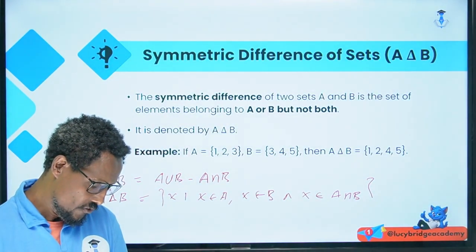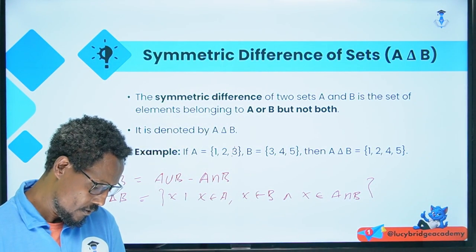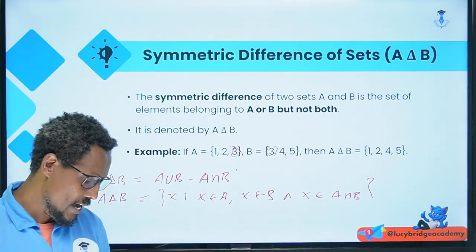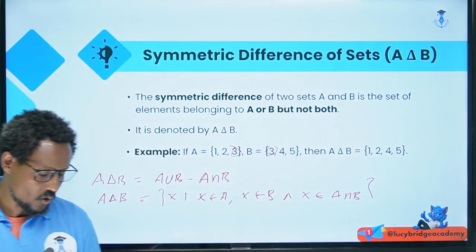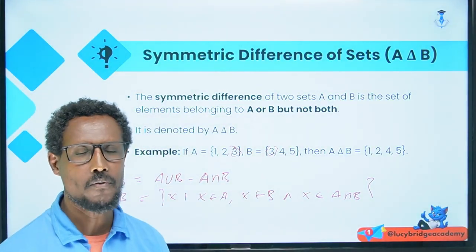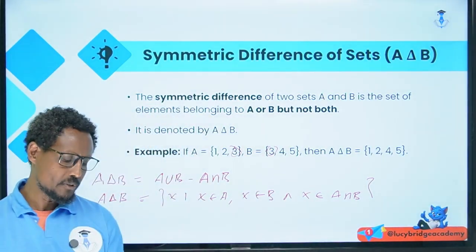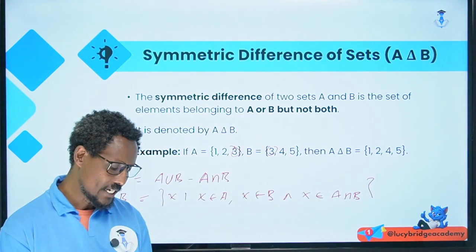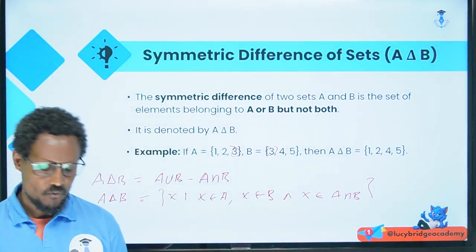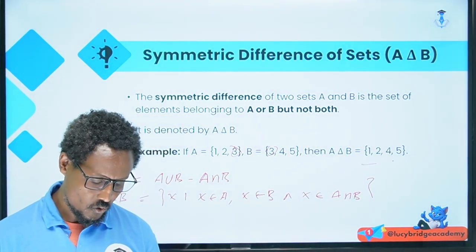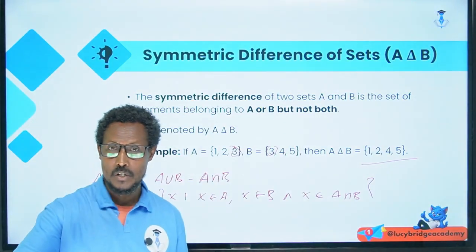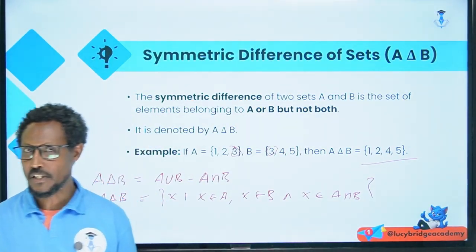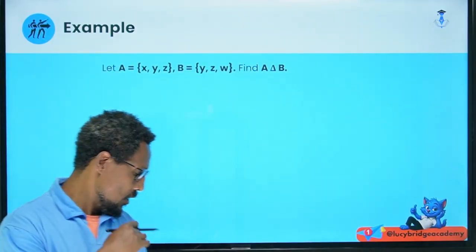That means 3 is in A, again 3 is in B, therefore 3 cannot be in the symmetric difference of A and B. That means A symmetric difference B is 1, 2, 4 and 5. We have to exclude the common elements in the case of symmetric difference.